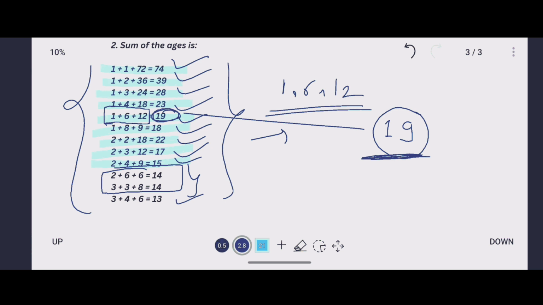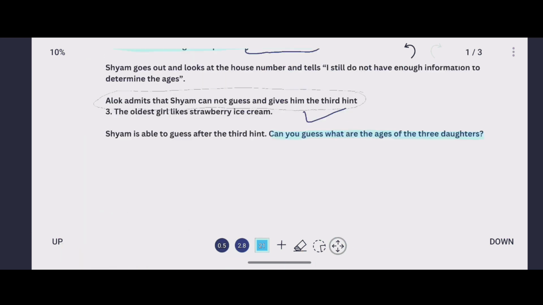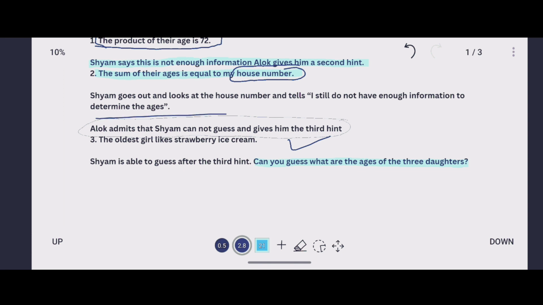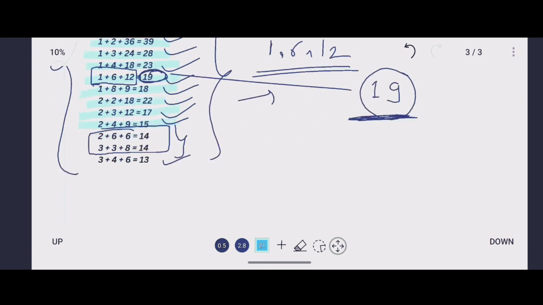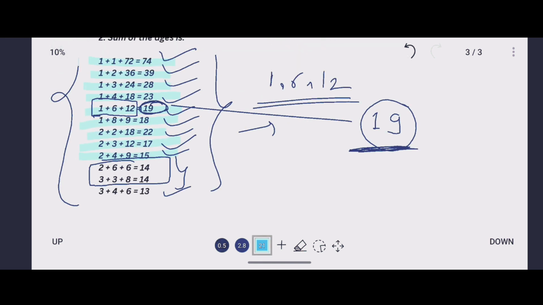But that was not the case, and that is why Alok was admitting that you cannot find the ages only from the second hint, and that could only happen in one case, when the house number is getting repeated. So here we can clearly say that the house number will be 14. Only then you will not be able to identify the ages, because otherwise, if the house number is equal to an addition which is a unique number, then you can easily identify, right?